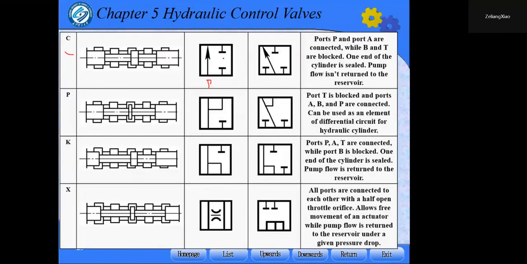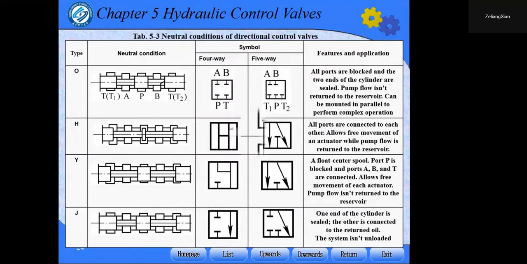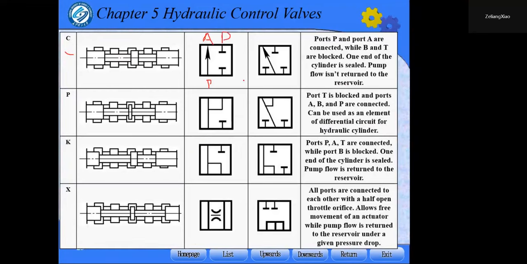And ports A are connected here, while B is here. B and T are a blockage. While B and T are blockage, one end of the cylinder is sealed. Pump flow is returned to the reservoir.